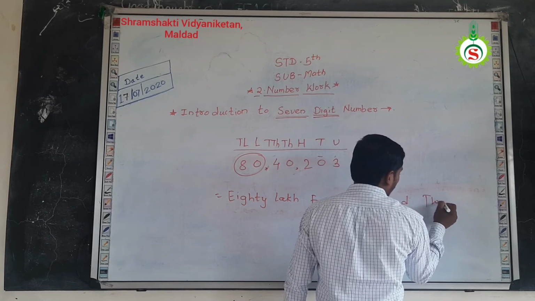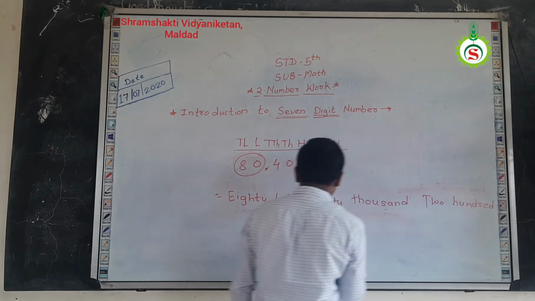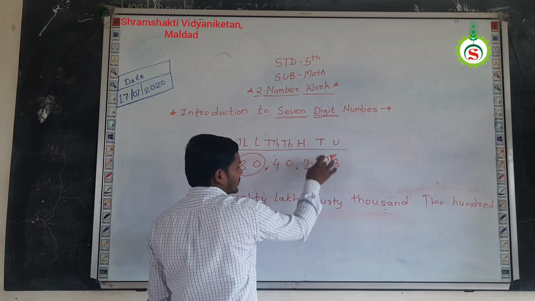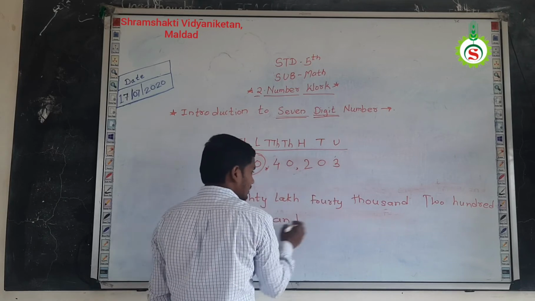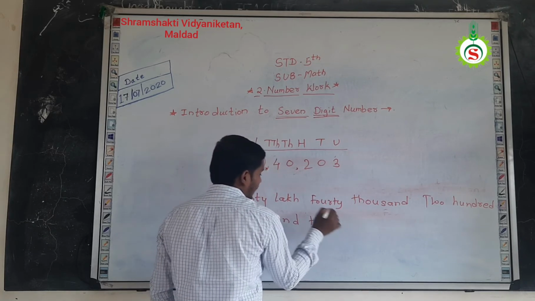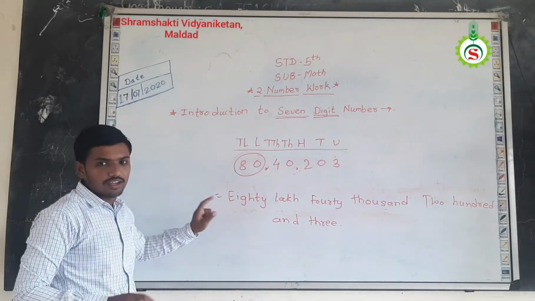Then 200, and at the place of tens there will be the 0. That is only 3. So 2003. Like that you have to read the number and write it into the word.